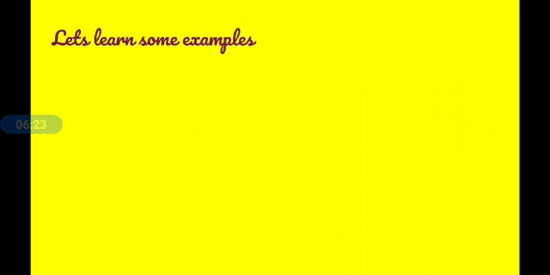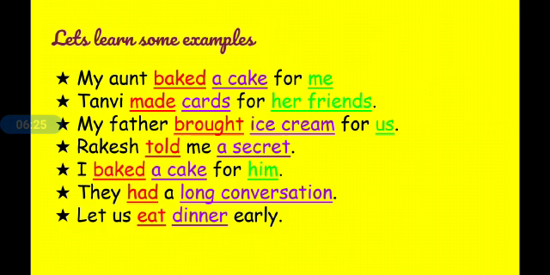So let's discuss some examples. My aunt baked a cake for me. So what is the verb here? Baked. Then what was baked, if we ask? A cake was baked. So a cake is the direct object. For whom? Me. Me is the indirect object.